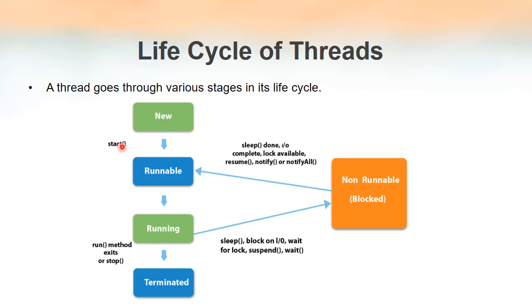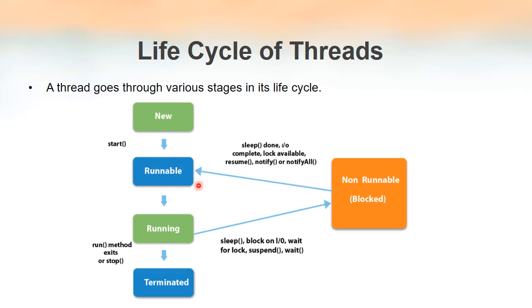From that state, when we call the start method that we have seen in the previous slide, the thread will be moved to the runnable state. Here the thread is ready to run, but it is waiting for the CPU scheduler to call it. So all the threads that are ready to run will be in the runnable state.